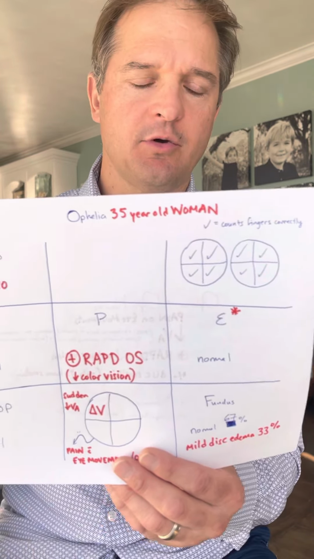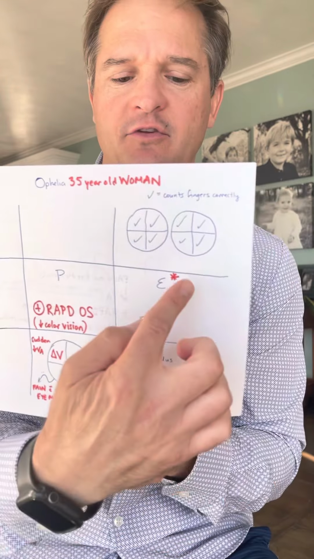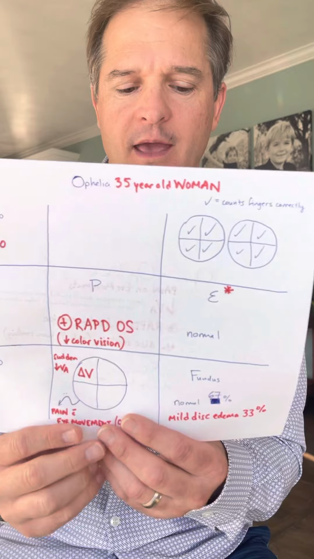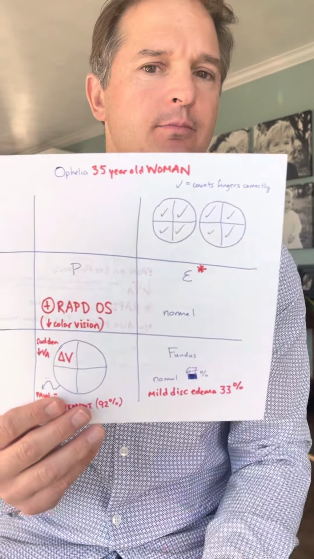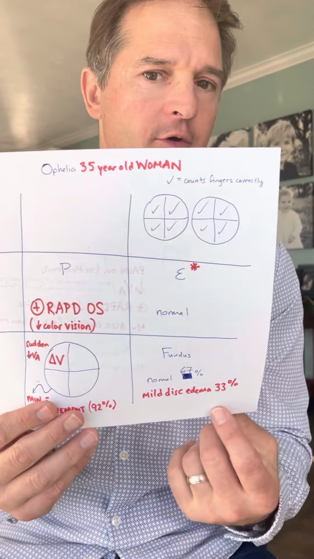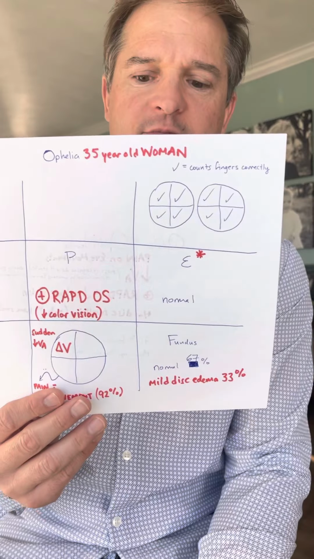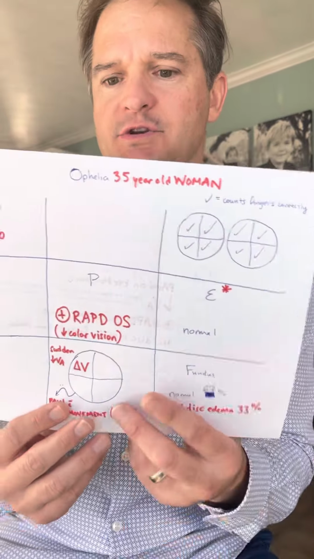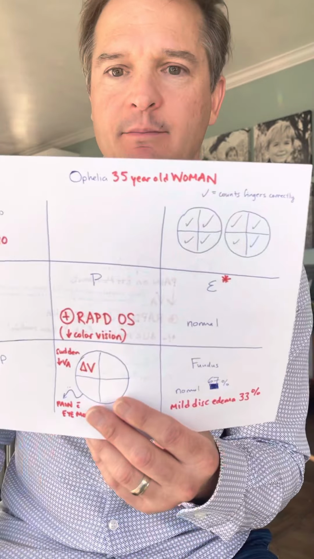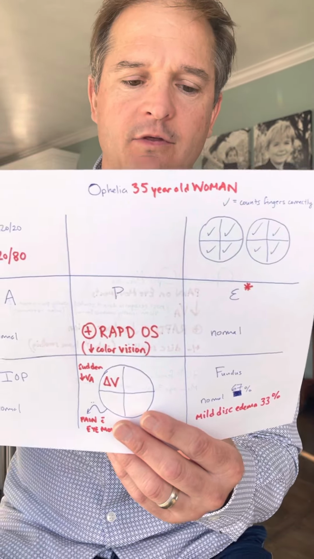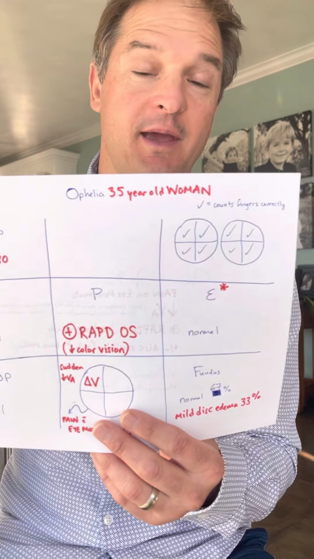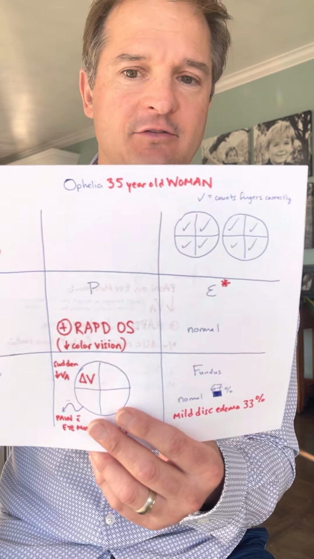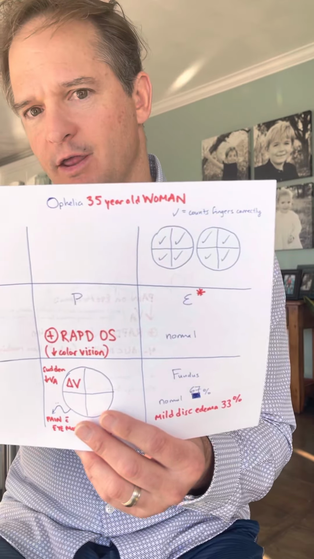Her extraocular motility is normal, and I put a little asterisk here. Her intraocular pressure is normal, and her fundus examination most of the time is going to be normal, with a 33% chance that there may be some disc swelling. I put a little asterisk here because she actually might have pain on eye movements. And for this patient, Ophelia, who has pain on eye movements, decreased vision, a relative afferent pupillary defect, and possibly disc swelling, this is optic neuritis.